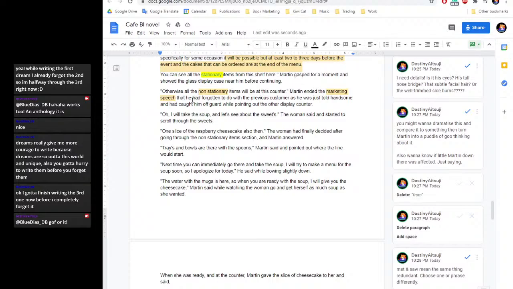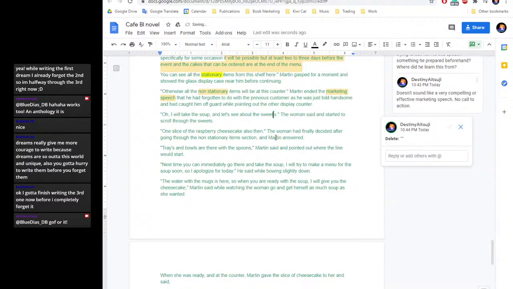Okay, so over here it means he was extremely distracted, which we already knew, so that's fine. And then she says, I'll take the soup. Let's see about the sweets. And this apostrophe thing again. Okay, now apostrophes, please revise them. Apostrophes are what you use to make a possessive noun, but this is not a possessive noun. This is plural, okay? Plural does not need an apostrophe s.